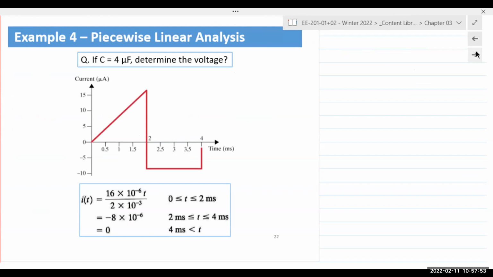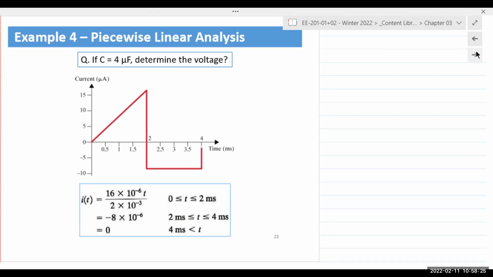Okay, so last example, example 4, we are given a graphical description of the current. Capacitor current is given to us. Capacitor value is given as 4 microfarads. We are asked to find the voltage. So this is similar to example 2, where we need to integrate the current to find the voltage, right? To integrate the current, again, we use the same standard expression, but here again, this is an example of a piecewise linear analysis. The entire function has a non-linear relationship with time.